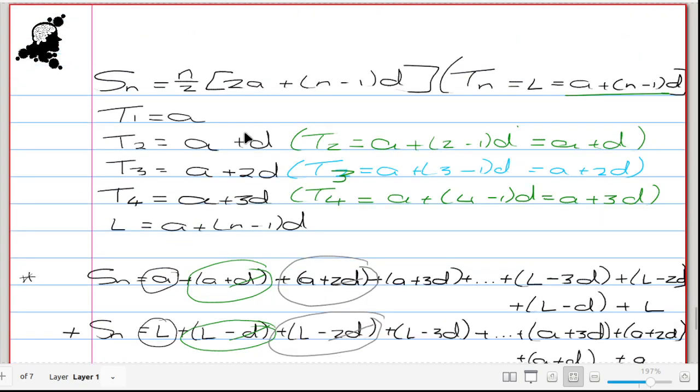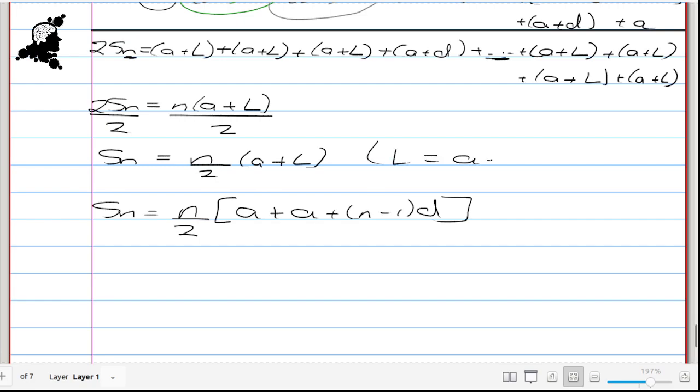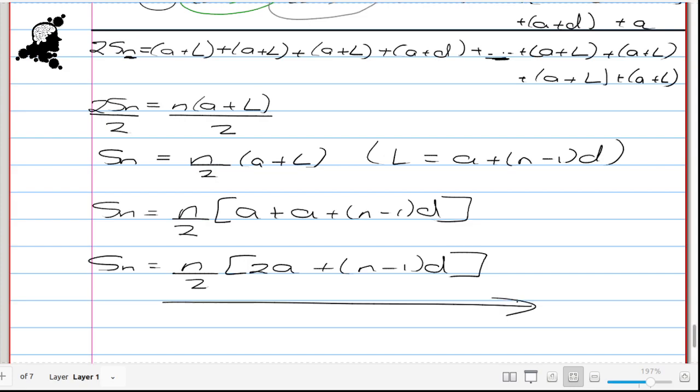If I scroll up a little bit, you would remember that we said L is A plus N minus 1 D. So in this formula, where I see L, I'm going to put that A plus N minus 1 D. So I'm going to have N over 2 into A plus A plus N minus 1 times D. If you're wondering where this is coming from, we said L is equal to A plus N minus 1 times D. Now when I get to this point, Sn is equal to N over 2 into A plus A, that's going to give you 2A plus N minus 1 multiplied by D. This is exactly the formula that we had to prove.